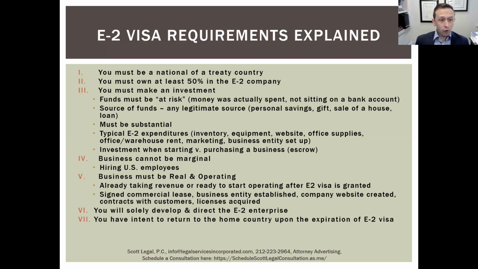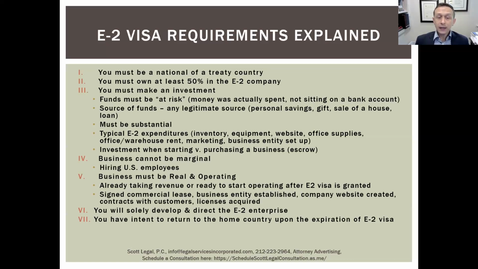The fourth requirement is that the business cannot be marginal. What this word marginal means, it's not commonly used in this context, but marginal in the E-2 visa context means that the business needs to financially support more than just the E-2 visa applicant and their family. So this is a business that does need to employ US workers. And the benchmark that we like to use and refer to is at least 3 full-time equivalent US workers within 5 years of starting operations.